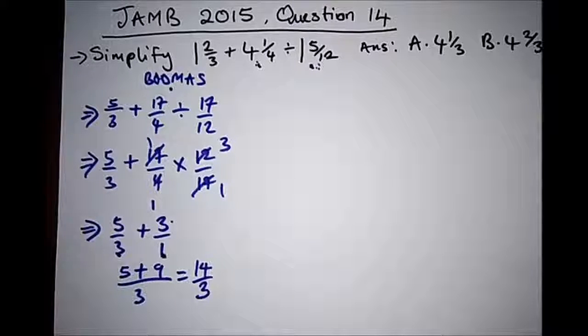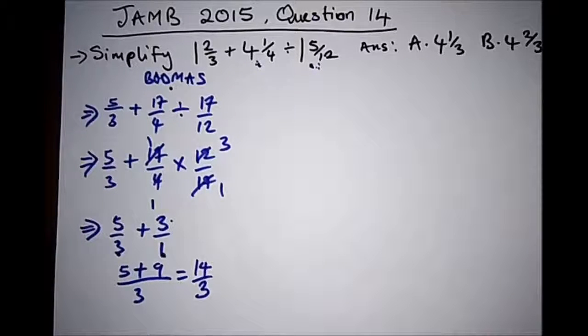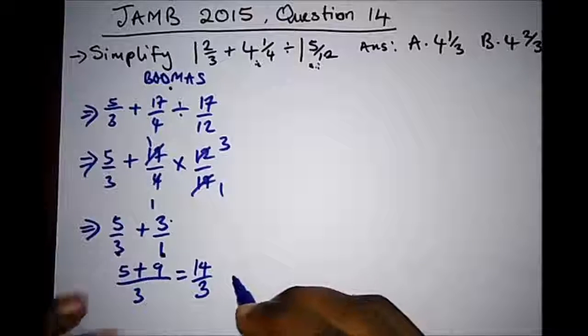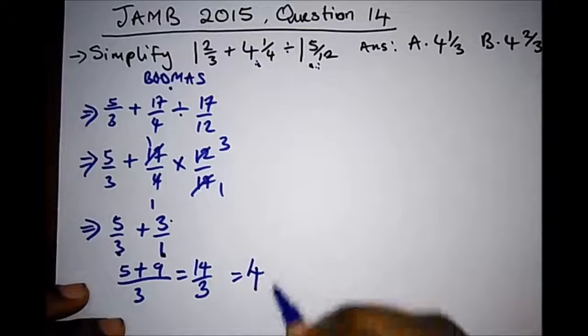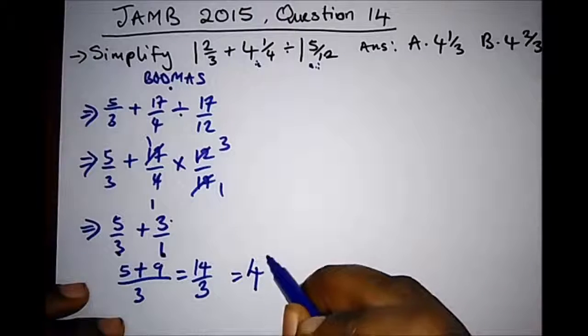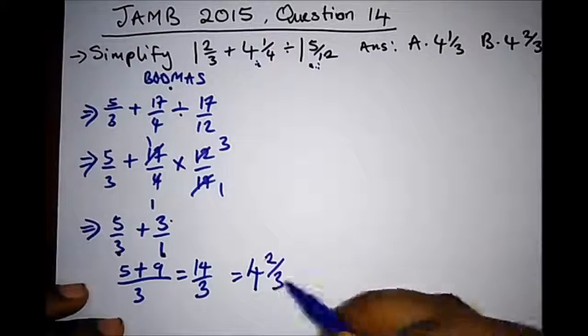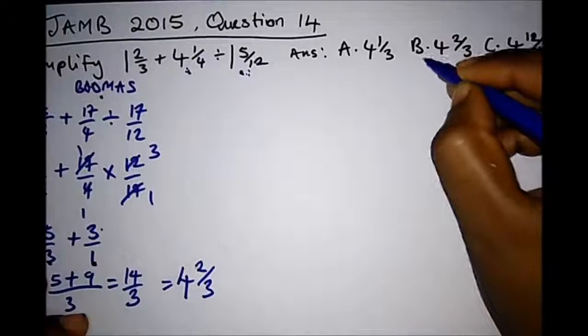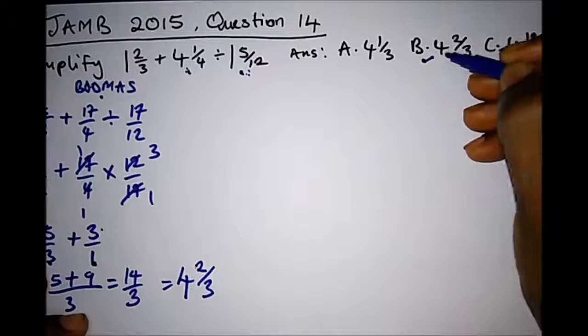Now, we can also convert this back to a mixed fraction. How many times would 3 go into 14? It would go 4 times, and what would remain? 2 over 3. And our answer here is option B.